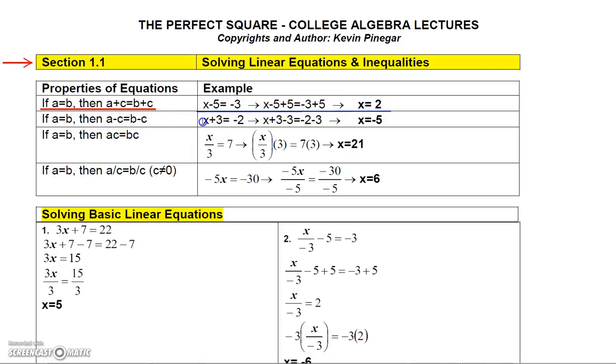The next one down here shows that I have x plus 3 equals negative 2. And so to get the x by itself, I can actually subtract 3 from both sides. So if you look over here, I took the x plus 3 and just subtracted 3. And on the other side, I took the negative 2 and subtracted 3. And then, of course, the 3's will cancel and just leave x on the left. And then negative 2 minus 3 is negative 5.